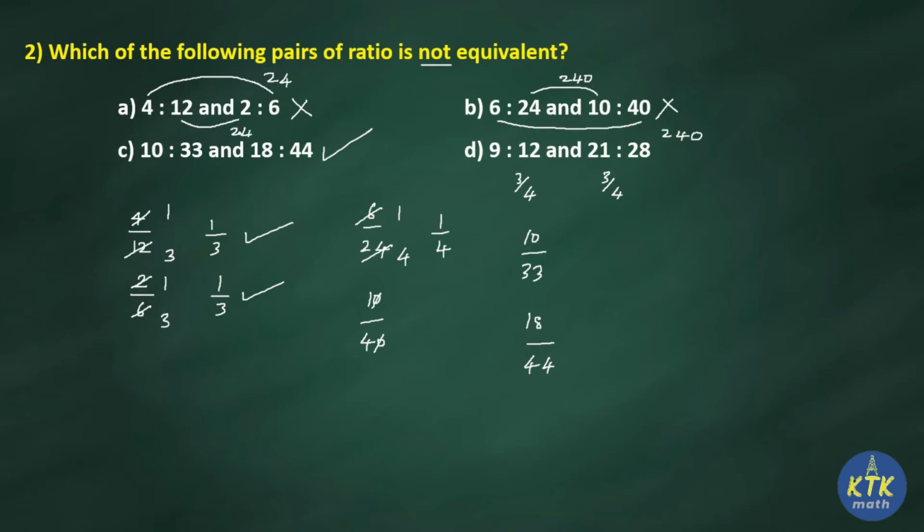So either you can do by this method or the reducing the fraction method. You will get the same answer. You can choose whatever method is easy to you. You can verify using these two methods. Okay, so second question answer is option C. 10:33 and 18:44 are not equivalent ratios. We'll go to third question now.